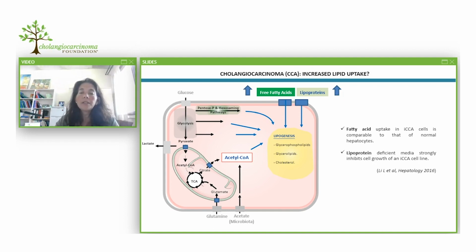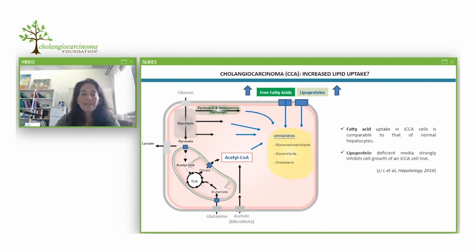However, it has been recently established that fatty acid uptake in intrahepatic cholangiocarcinoma cells is comparable to that of normal hepatocytes, in which already the uptake is higher than in other cell types. Besides, it has been established that lipoprotein deficient media strongly inhibits cell growth of an intrahepatic cholangiocarcinoma cell line. These results suggest that cholangiocarcinoma cells require lipids coming from extracellular sources.